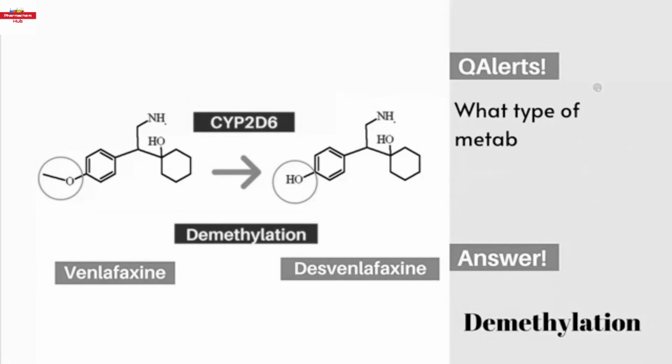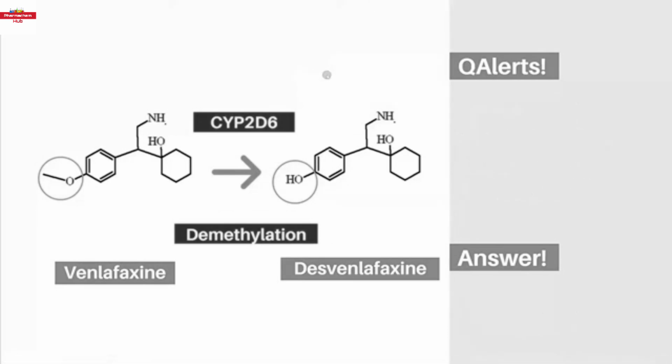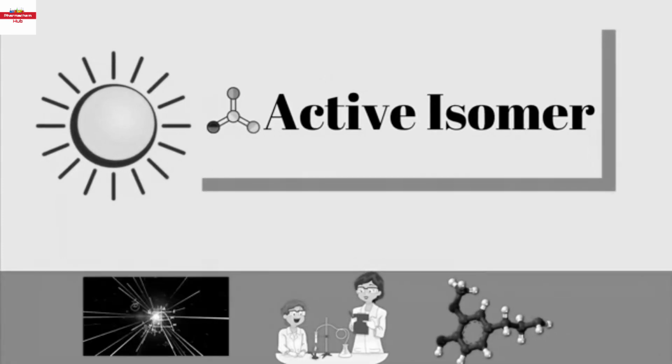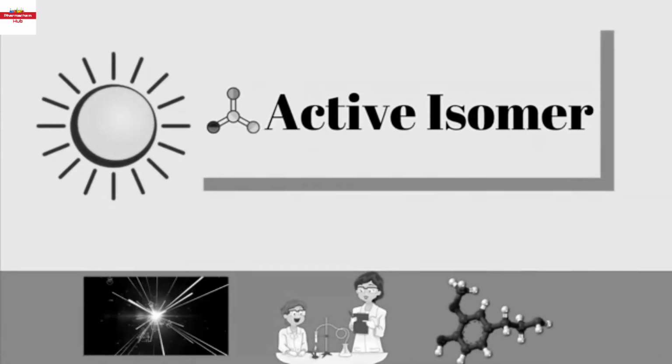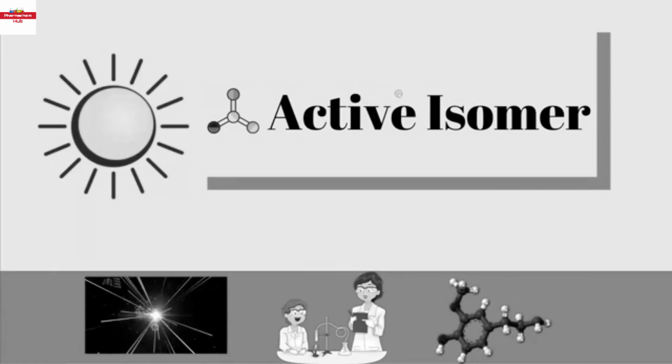So the answer here, to what is the metabolism type of reaction, is demethylation. Demethylation is the chemical name of this reaction. Alright, so next we look at active isomers. In some drugs, one isomer is active and the other isomer may not be active, or the racemic mixture can be active. So there are some interesting examples here. Let's look at some examples.